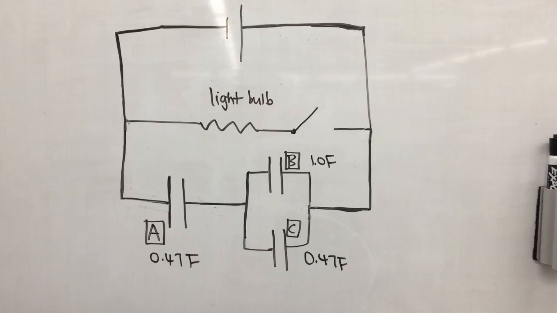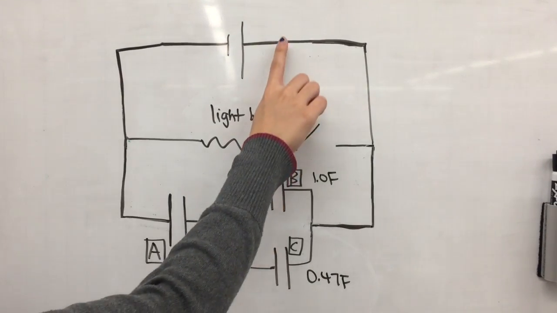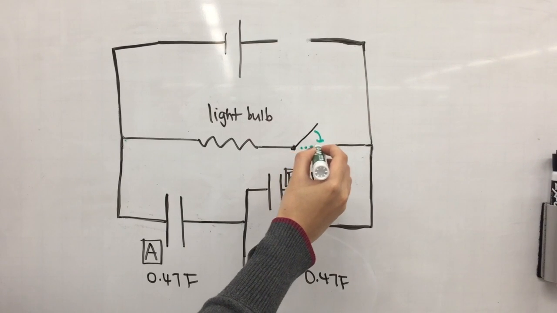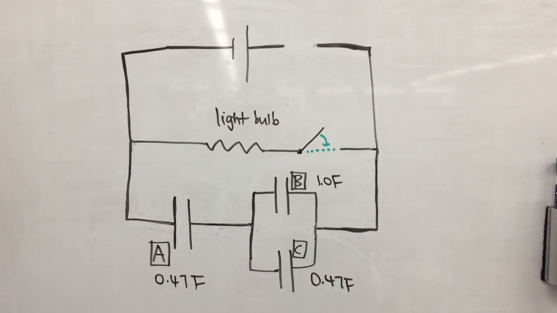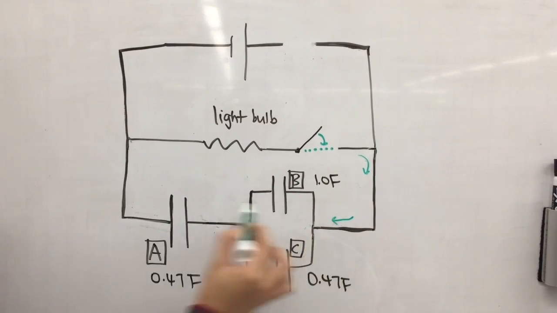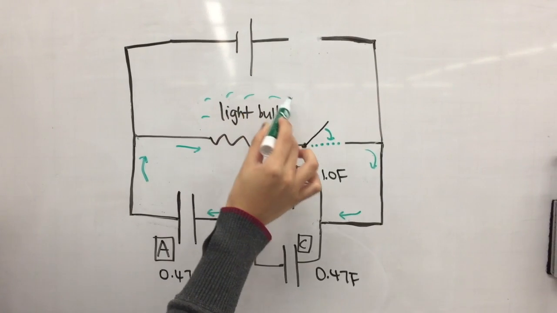within this circuit. After the capacitors are charged, if we disconnect them from the power source and close the switch next to the light bulb, we're going to see that the light bulb lights up because the capacitors are going to discharge through the light bulb. And after a while, the light bulb will go dark again.